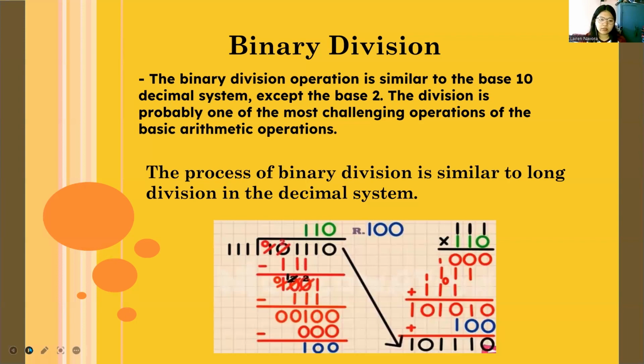The next column is 1 minus 1 is 0. 0 minus 1 cannot be done, so borrow from the next number. So 2 minus 1 is 1. 1 minus 1 is 0. 0 minus 1 is 0, since there is nothing there. After subtracting, bring down the next digit, so we have 1, 0, 0. Is it greater than or equal to 1, 1? The answer is no, so let's put 0 on top, then multiply.